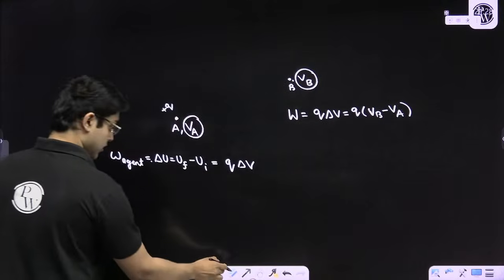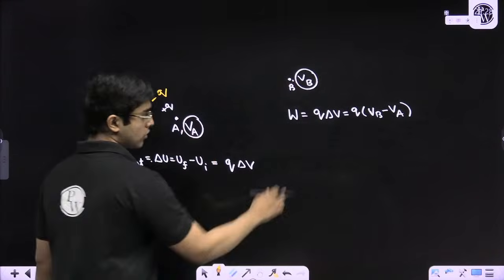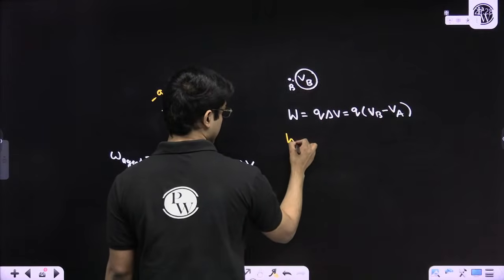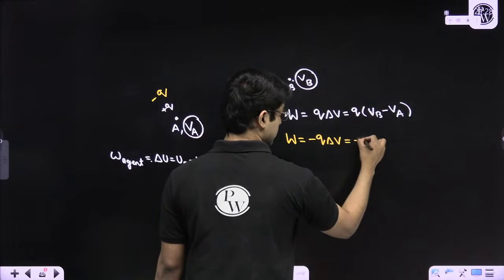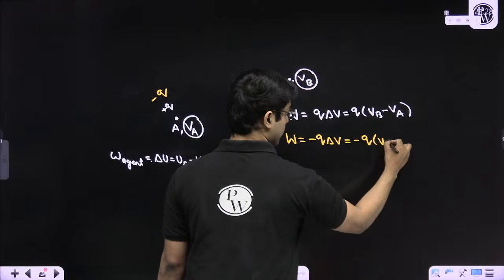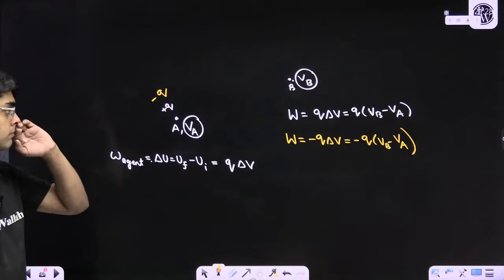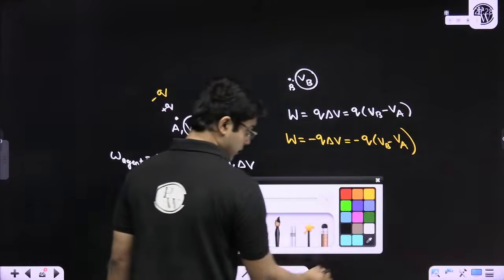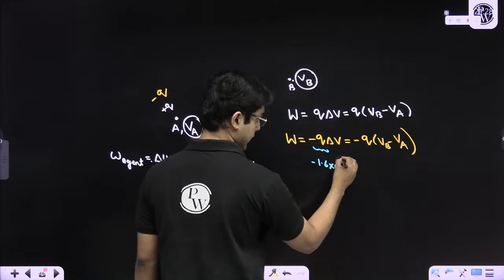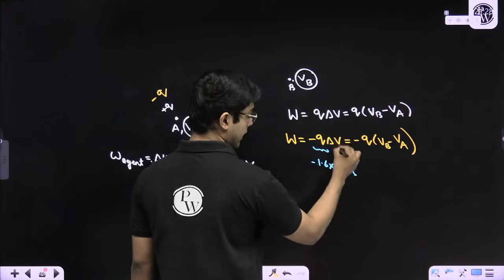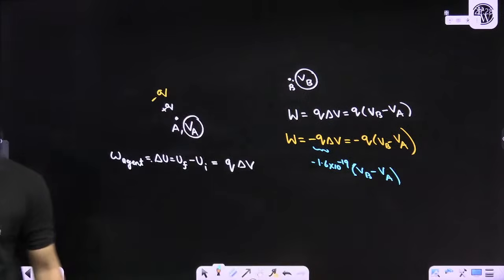But in your question, it's an electron. So I'll just answer it for a negative particle. If the charge is actually minus Q, then instead of Q, you will have to put minus Q. In that case, it will be minus Q delta V if it's a negative charge, which is minus Q into VB minus VA. This will give you the work in the case of the electron. So basically all you have to do is substitute minus 1.6 into 10 raised to minus 19 and then substitute VB and VA, whatever that value may be. This will give you the work done by the agent.